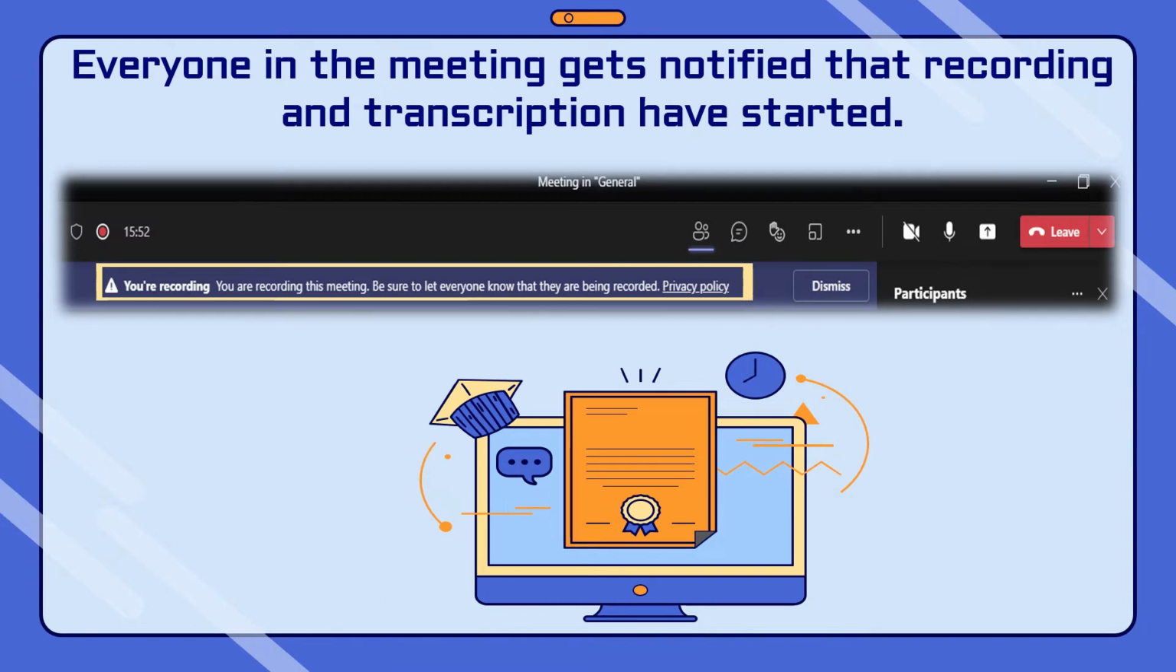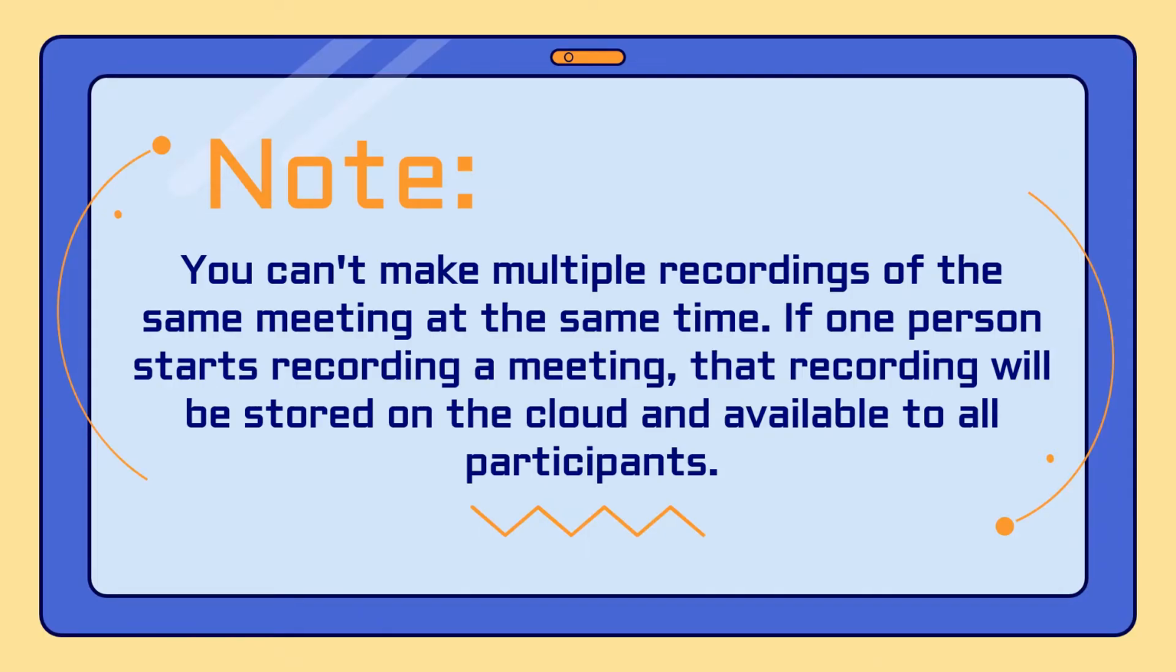you are already recording the meeting, and be sure to let everyone know that they are being recorded. That's one of the privacy policies that is required before we record. So it's very important to remind all the participants that the said meeting is being recorded. Okay, note, you can't make multiple recordings of the same meeting at the same time. If one person starts recording a meeting, that recording will be stored on the cloud and available to all participants.